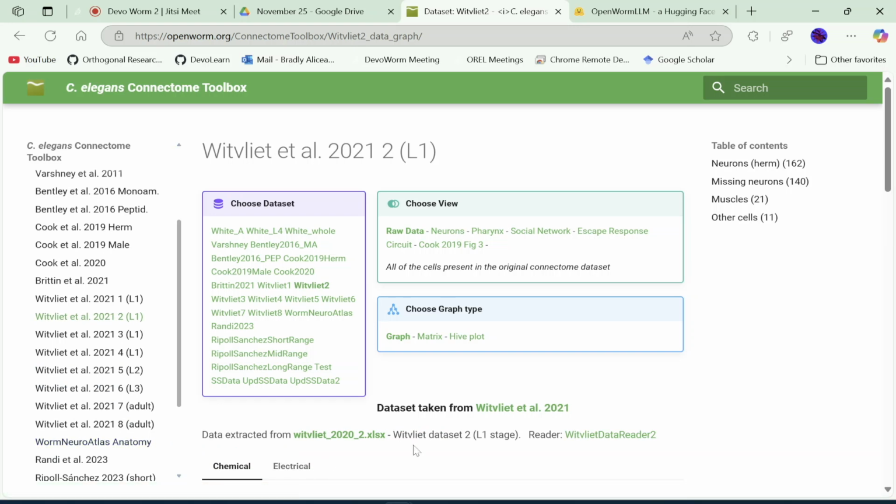Yeah, so a lot of these are stored in Excel files, and there's a reader here as well. So if you want to play with some of these connectomes, they're all collected here in the Connectome Toolbox. Okay, so that's the Connectome Toolbox.